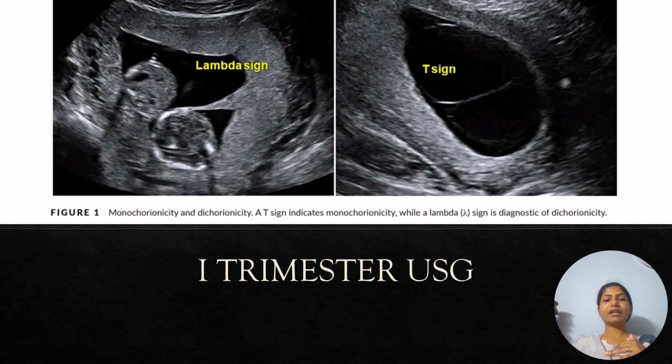So the incidence of vanishing twin is as high as 10 to 40%. So that is why we cannot confirm the twin gestation up to the second trimester. So that is at least 12 to 14 weeks. So firstly, identification of twins is the first importance of first trimester ultrasound.